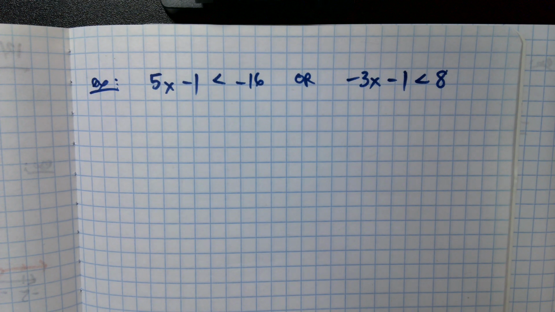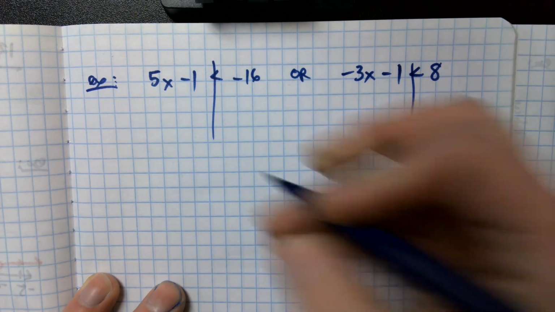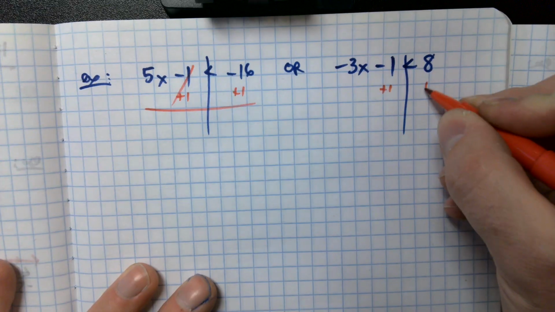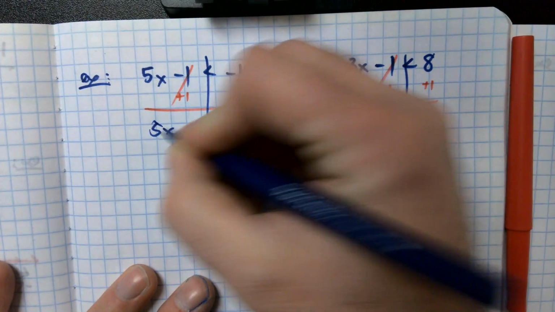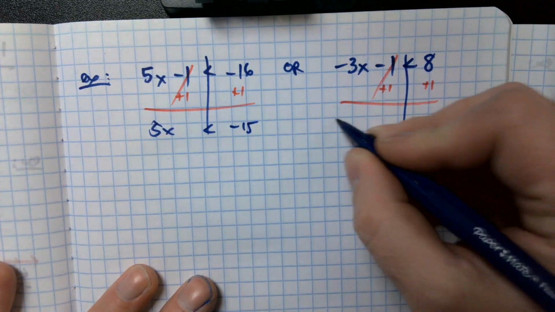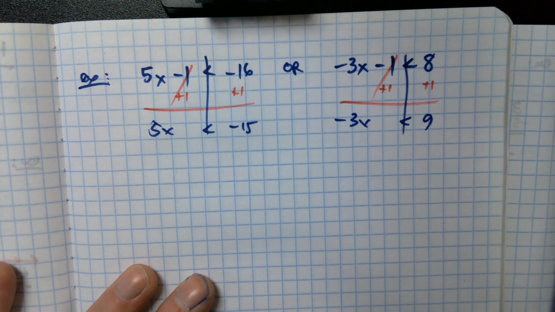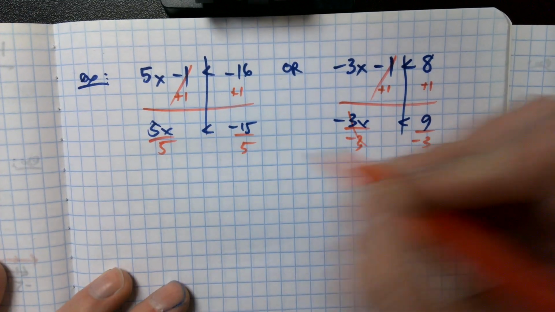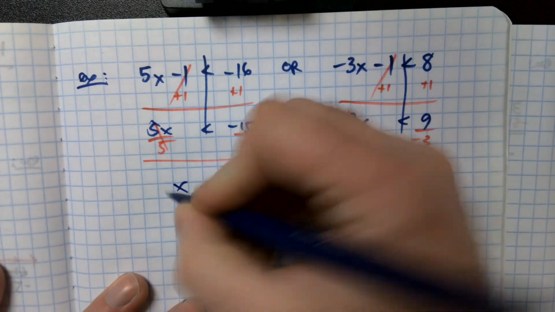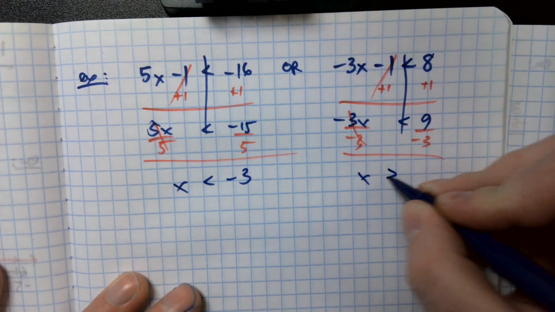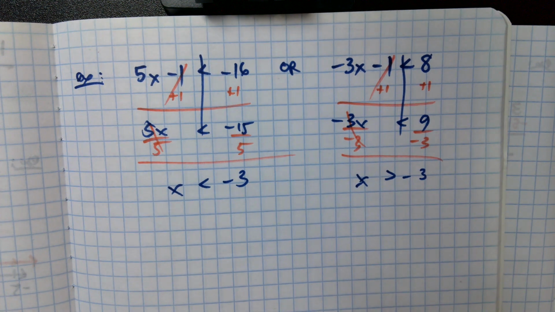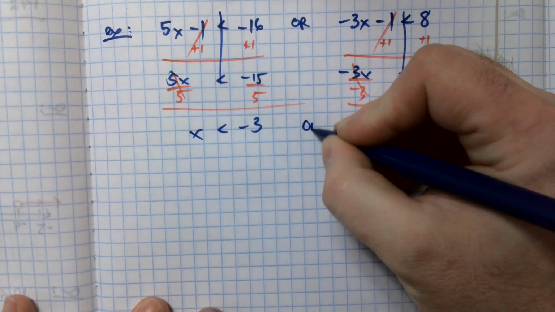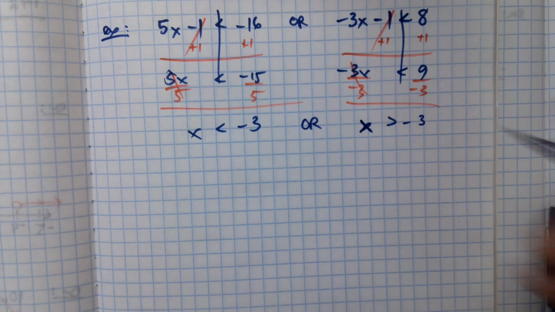All right, most of us got it. Let's take a look. I'm going to quickly go through the arithmetic because it's pretty straightforward. 5x is less than negative 15, or negative 3x is less than 9. Divide by 5, divide by 5, divide by negative 3. What happens when I divide by negative 3? You flip the symbol. Oh my god, they're the same answer. So, they are not the same answer. I got x is less than negative 3, or x is greater than negative 3.